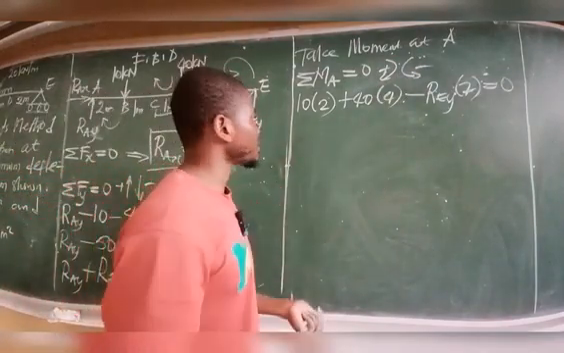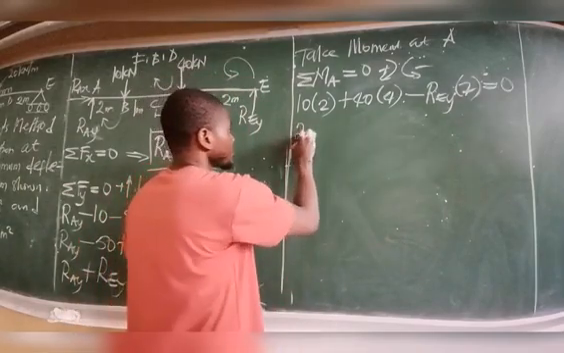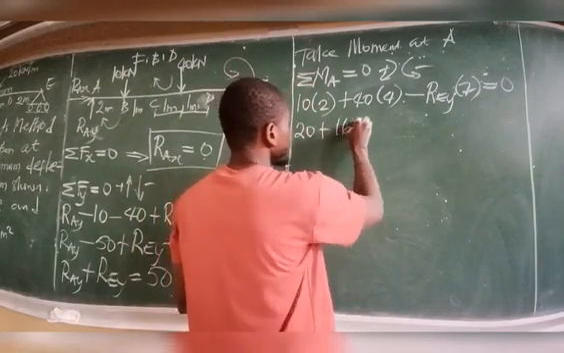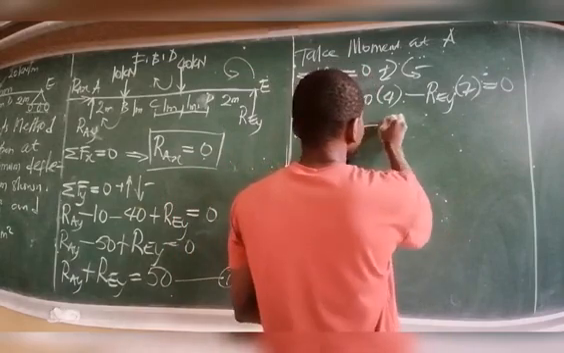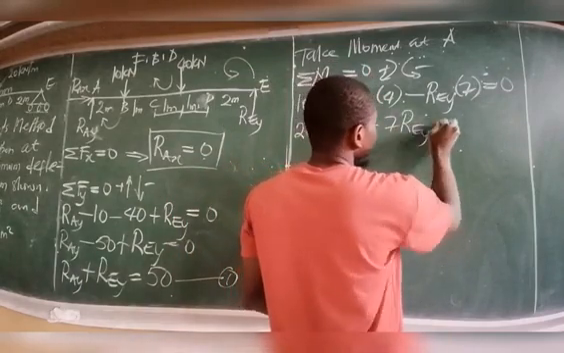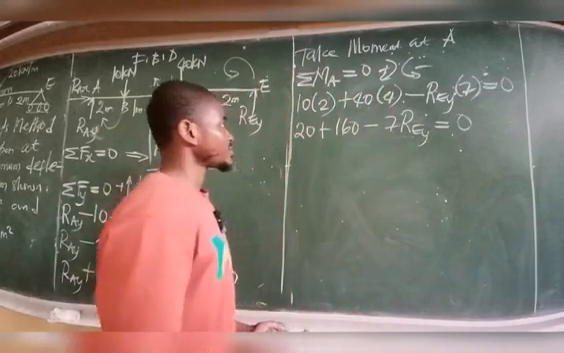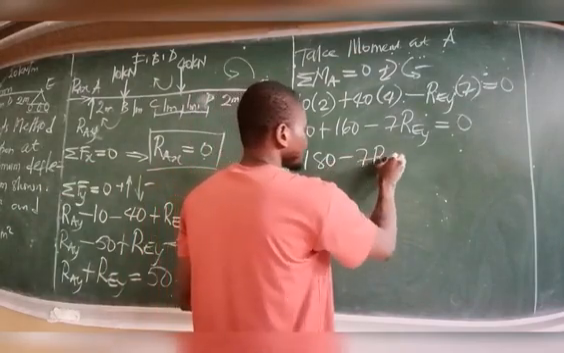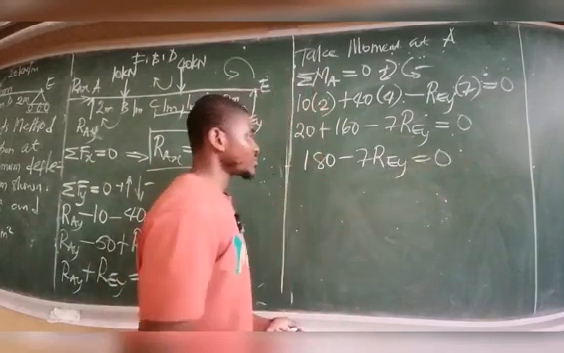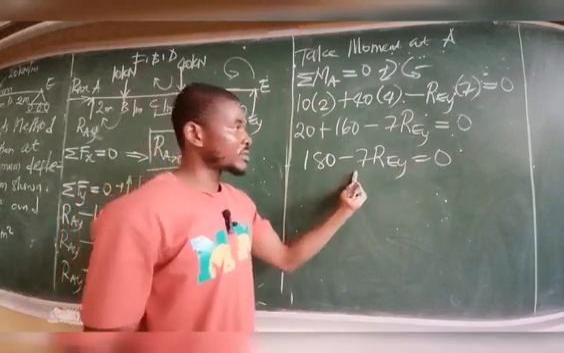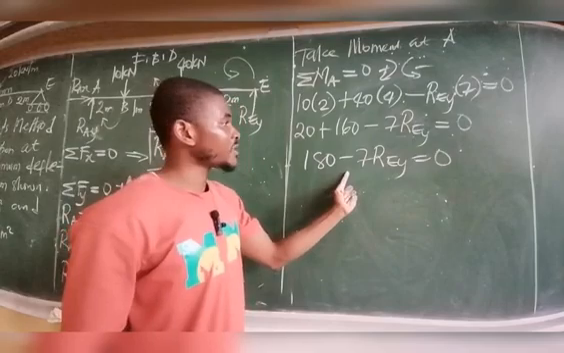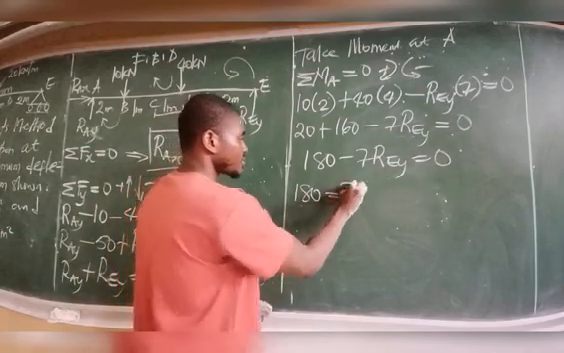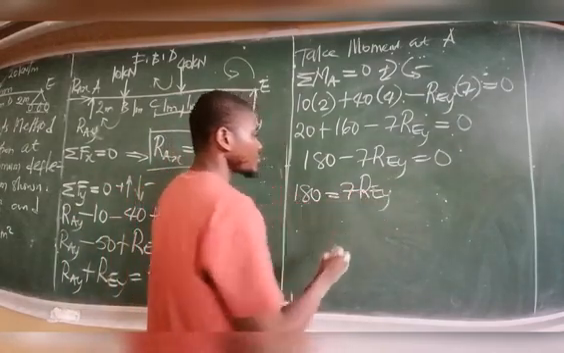All right, so let's evaluate this now and see. 10 multiplied by 2 will simply give us 20, plus 40 multiplied by 4 will simply give us 160, minus 7 REY, and this is equal to 0. Of course, 20 plus 160 will simply give us 180 minus 7 REY equals 0. So let's simply send minus 7 REY over to this side of the equation. Negative sign crosses an equal to sign becomes positive. So we simply have 180 equals 7 REY.